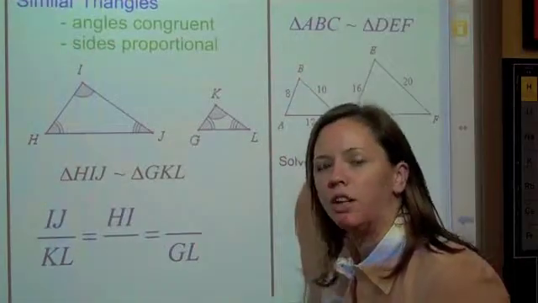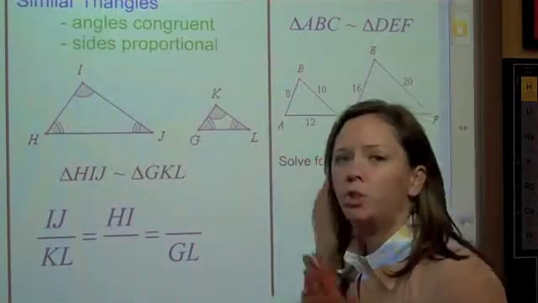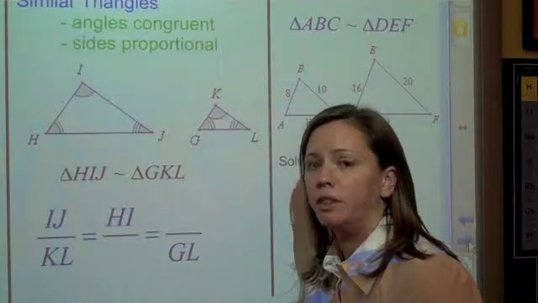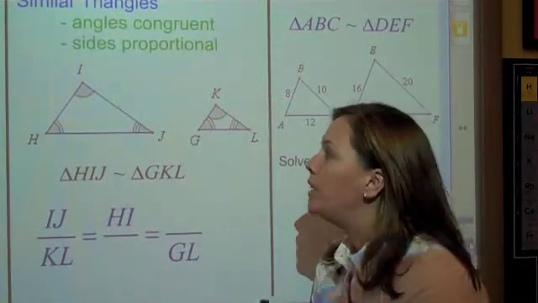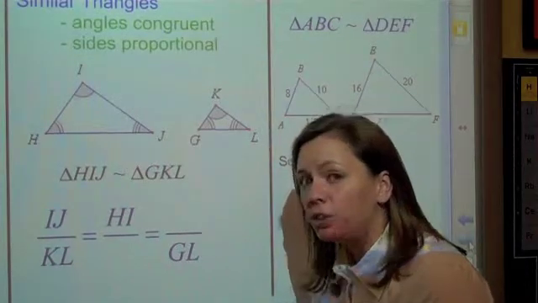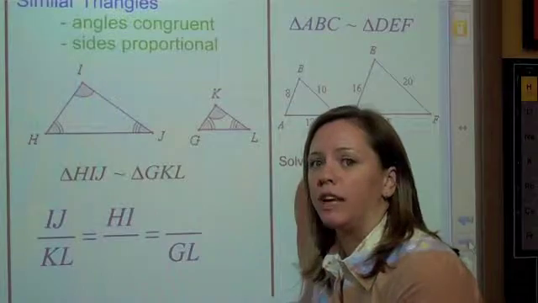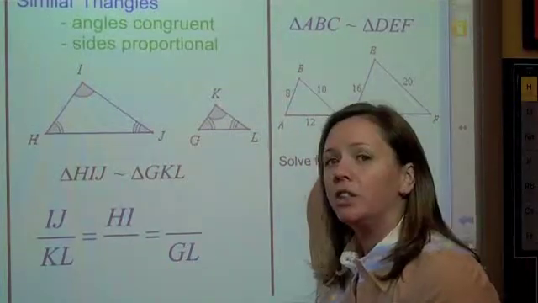Alright, now let's talk about similarity. Similar triangles are all about proportions, setting up proportions and solving for your missing variable. When you have 2 triangles that are similar, the angles are going to be exactly the same. You have to have some way of knowing that the angles are exactly the same. Then the sides are going to be proportional.